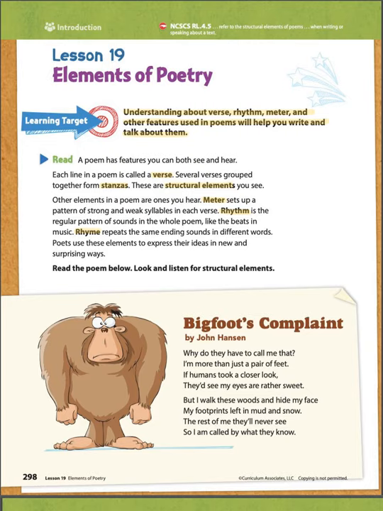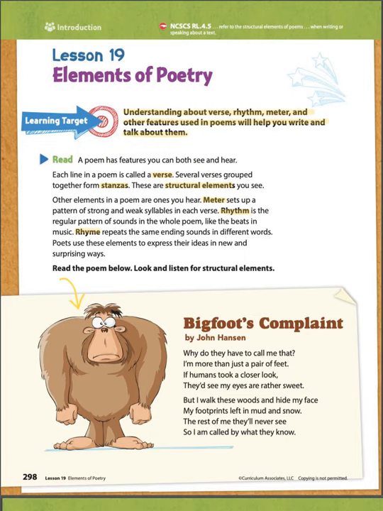Now we're going to look at a poem called Bigfoot's Complaint by John Hanson. But first, I want you to take a look at the illustration. And I want you to make an inference about what you think the poem is about and what tone or attitude the illustration might suggest about the poem. Now we're going to read the poem Bigfoot's Complaint.